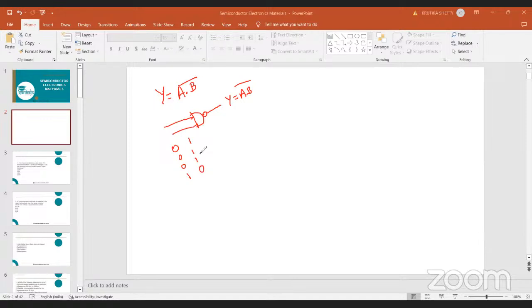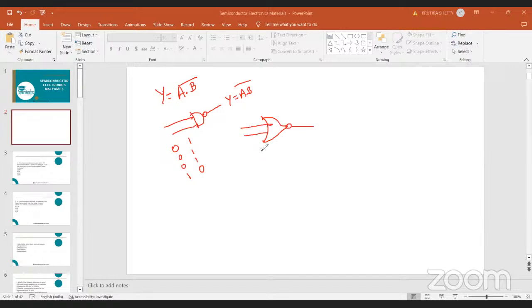So what about in case of NOR gate? It is the negation of your OR gate. Negation of your OR gate. So the symbol will be the logic gate. For the NOR gate, it is like this. Okay, this is input and the output is this.